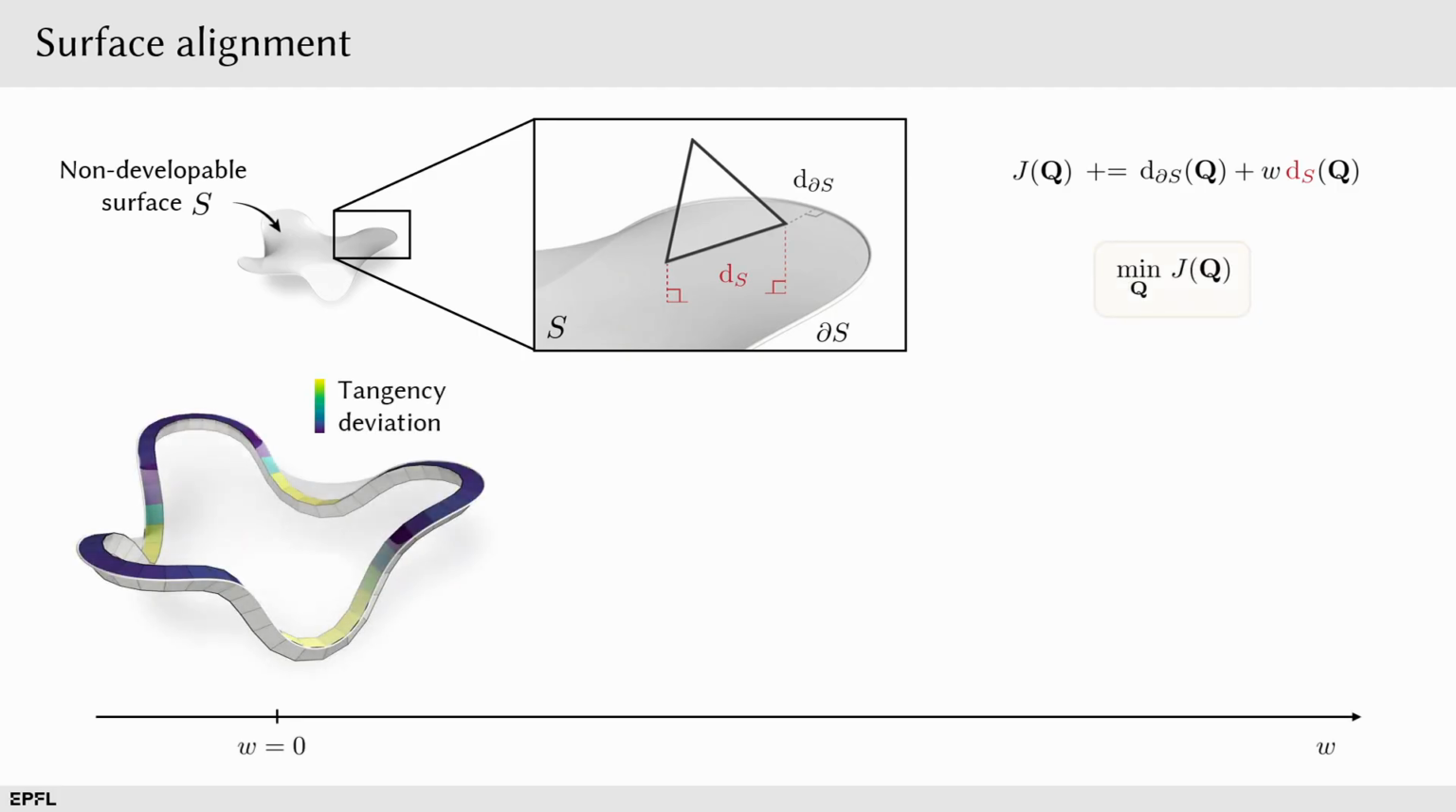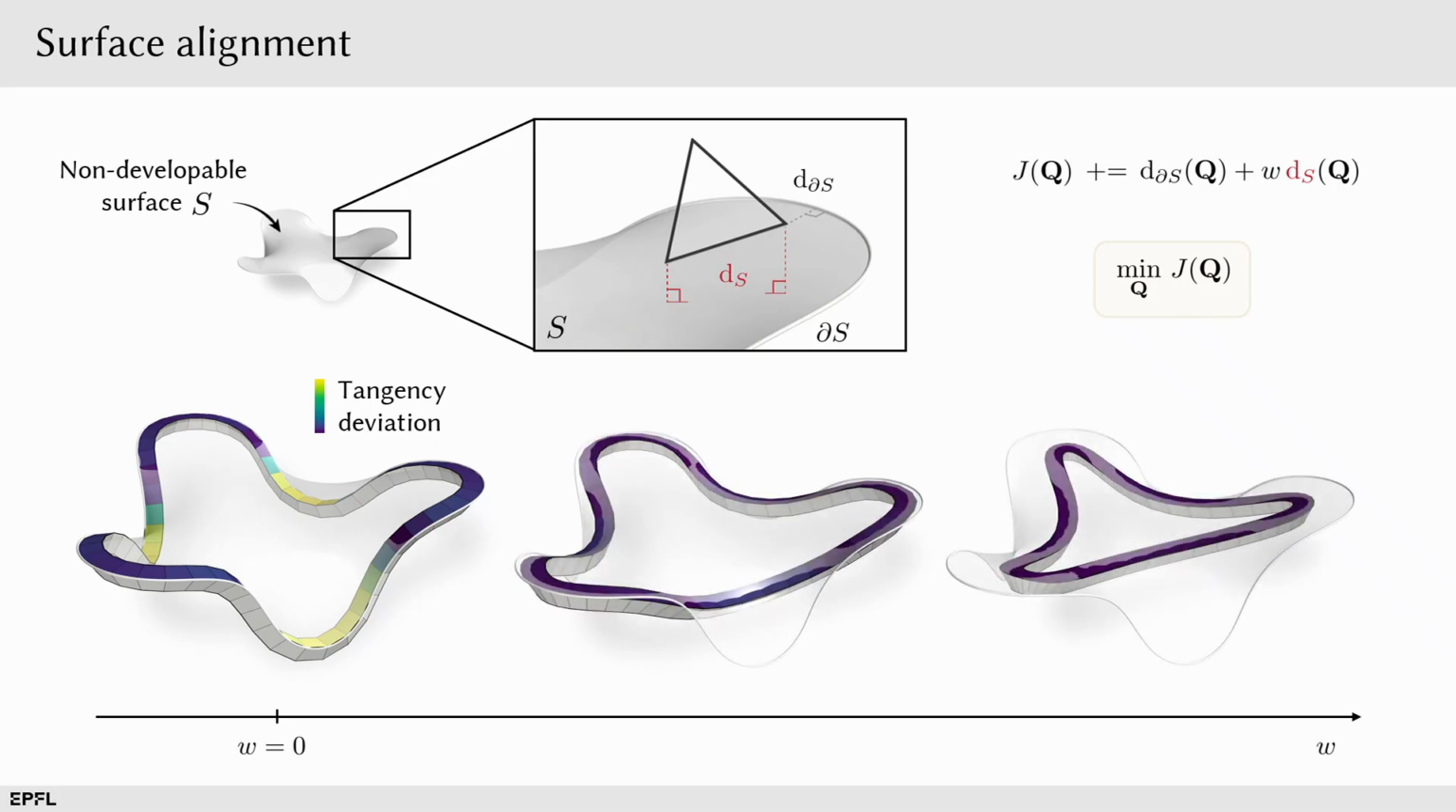When no surface attraction is present, so when the weight W is equal to 0, then the tube remains close to the boundary because the strip, the red strip, has no incentive to align to the surface. But as this weight increases, then the tube slides toward the central region of the surface, which has lower Gaussian curvature, and it's then in some sense closer to being developable. This allows trading off boundary attraction for surface tangency. This example shows once again how prescribing high-level geometric objectives in our pipeline allows using computational design to design coordinates.